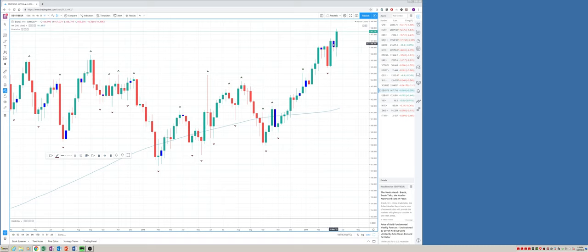You can see we had that inside week, so we did take out the lower part of that week, and the more powerful move is when we take out the low of that inside week and reverse and take out the highs. That's a pretty powerful move. You can see we closed right off the highs in the futures. So this is something that we're paying close attention to.